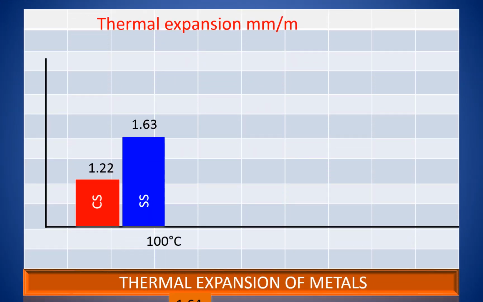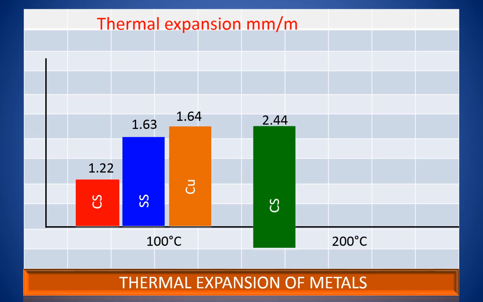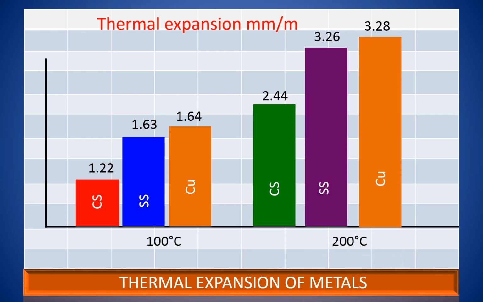This chart shows the thermal expansion of commonly used metals for manufacture of heat exchangers. Carbon steel and stainless steel are very widely used for fabrication of the tubes and shell. When the temperature is increased from 100 to 200 degrees centigrade, the thermal expansion almost doubles. This indicates thermal expansion in high temperature applications, particularly in refineries and petrochemical plants, will be very high and cannot be ignored.